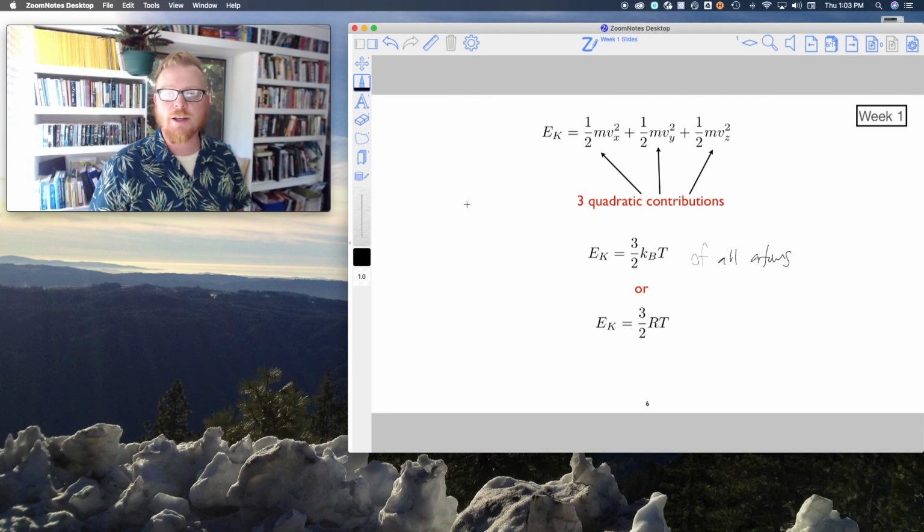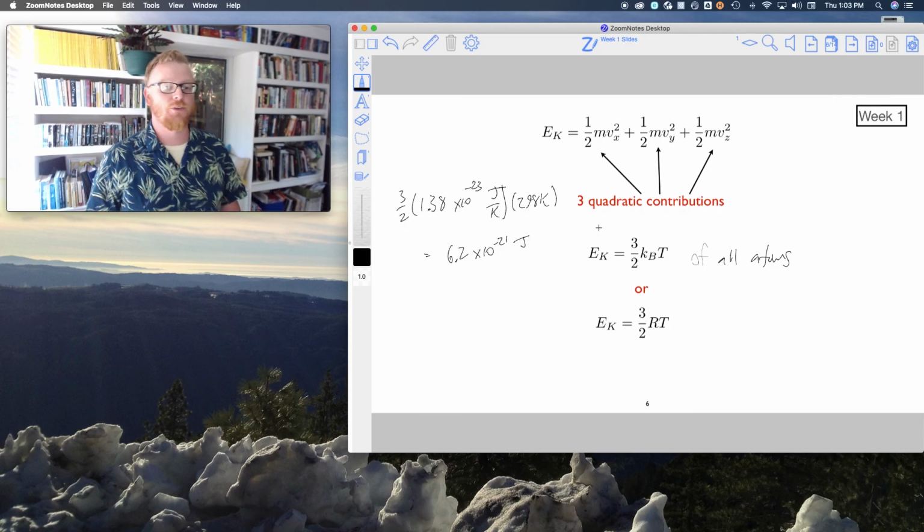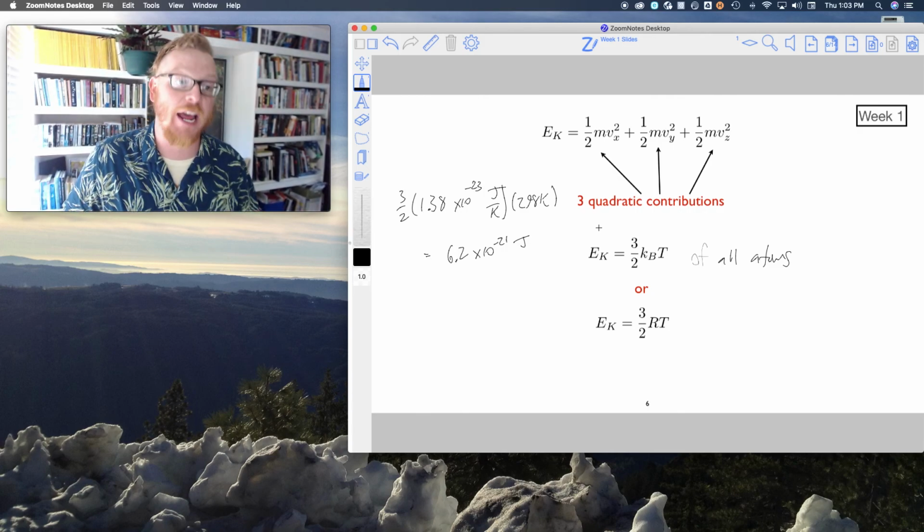Okay, so if we go ahead and calculate that, we know the value of Boltzmann's constant is 1.38, 2 sig figs is perfectly fine, times 10 to the minus 23 joule per Kelvin. And I think I asked you to calculate this at room temperature. So times 298 Kelvin, and I get 6.2, I'm going to take away another sig fig because this is really just approximate, 6.2 times 10 to the minus 21 joules is the average kinetic energy of a noble gas at 298 K.